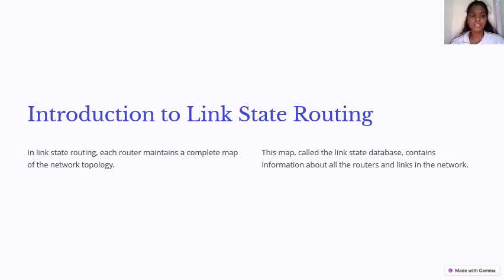Introduction to link state routing. In link state routing, each router maintains a complete map of the network topology. This map, called the link state database, contains the information about all the routers and the links in the network.